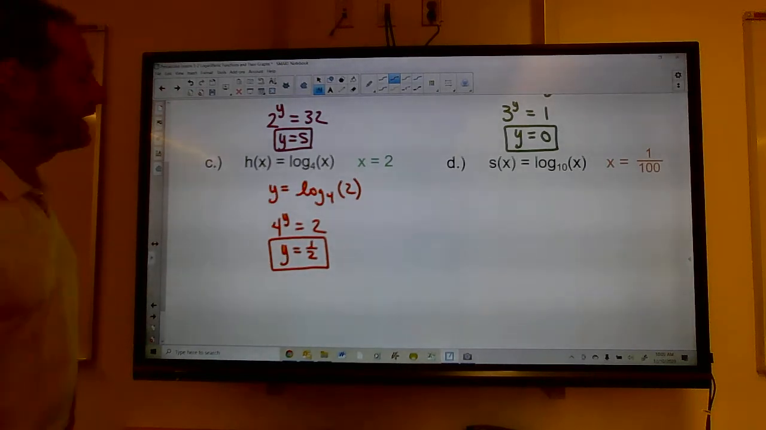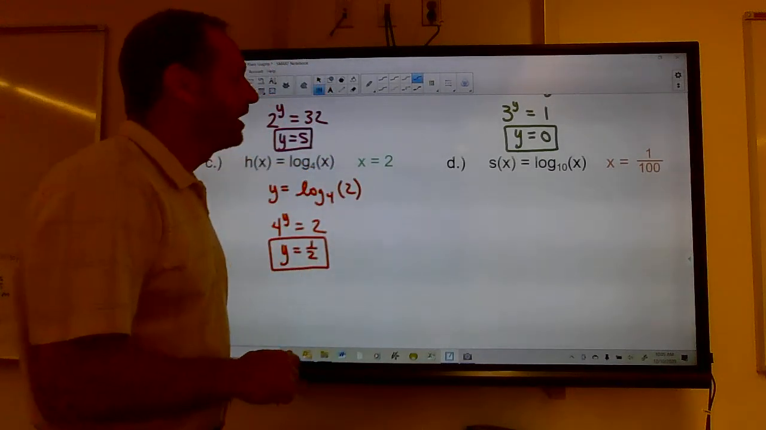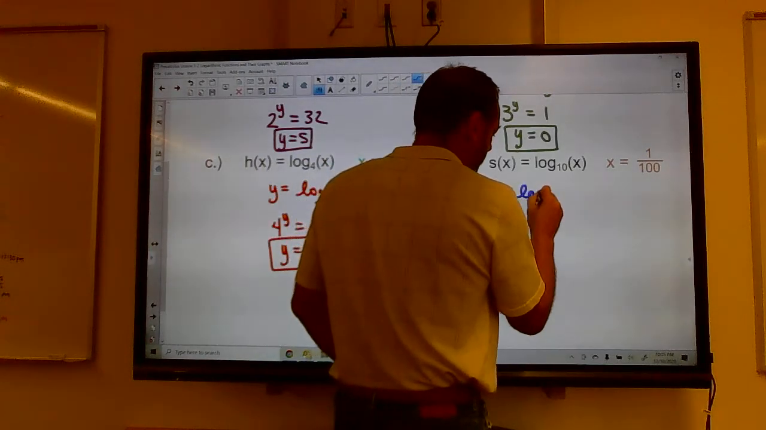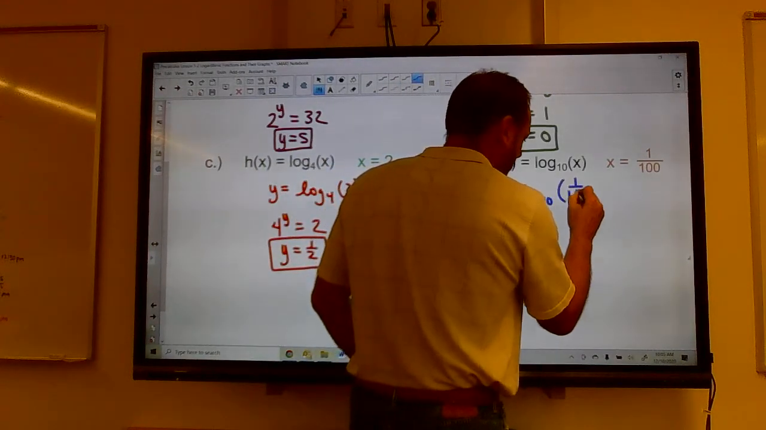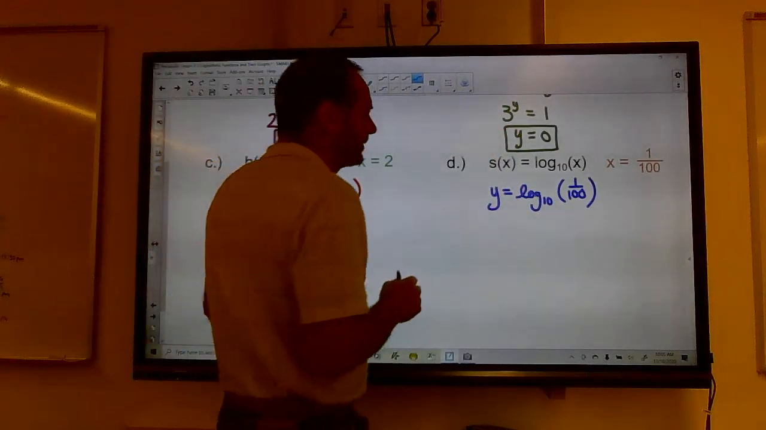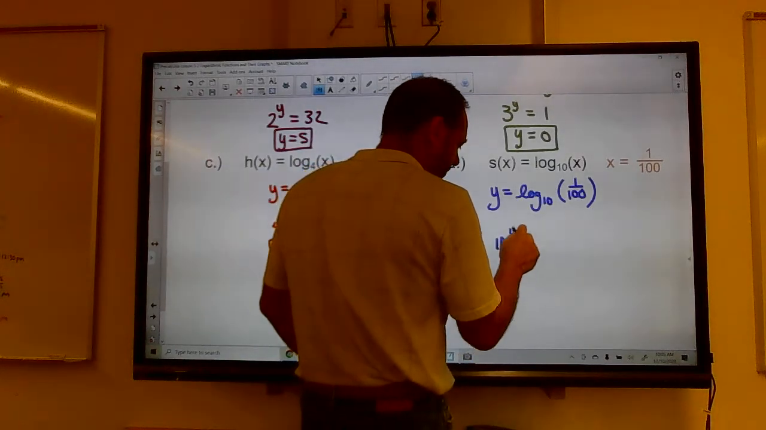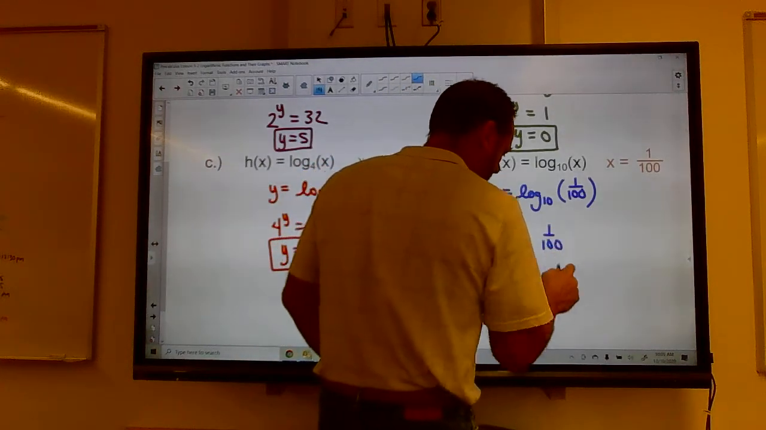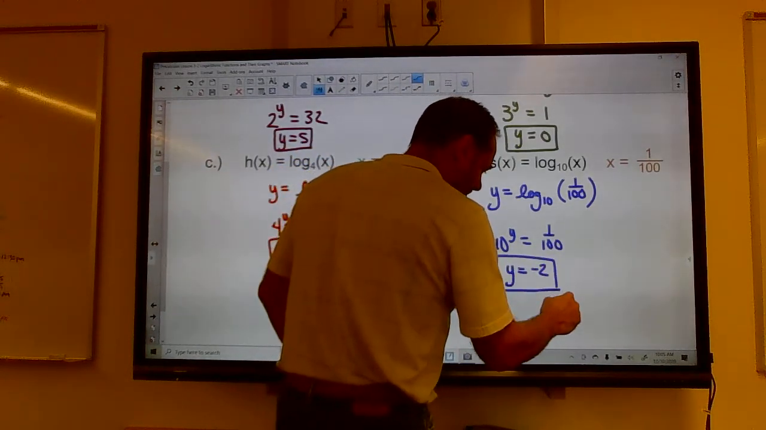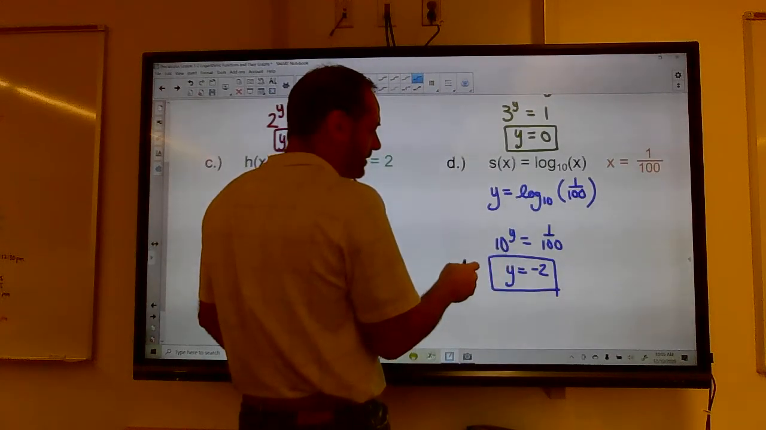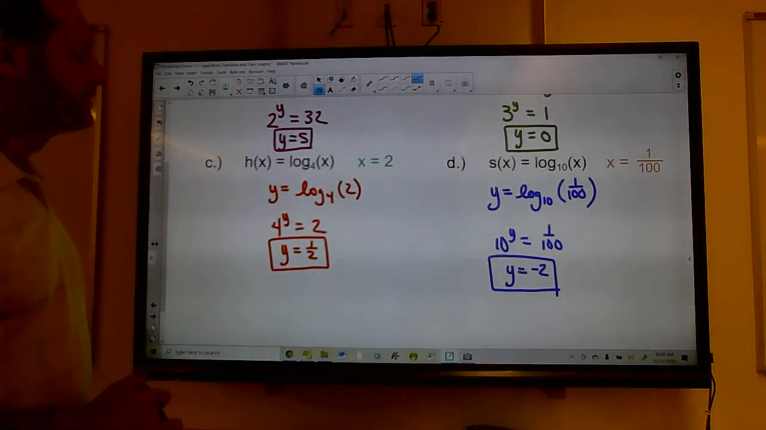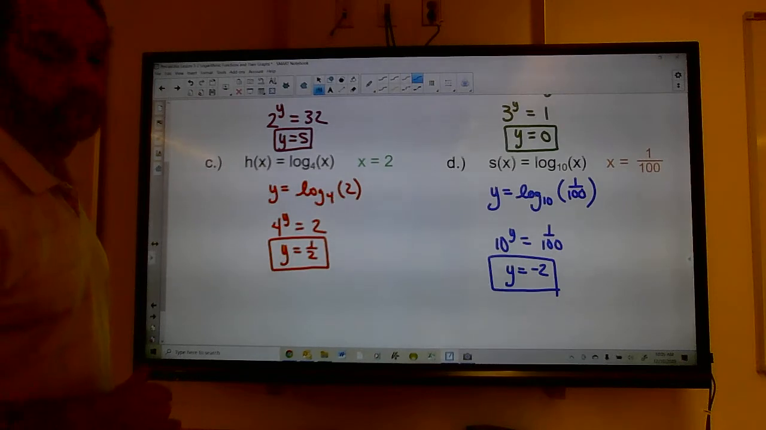Okay. And lastly over here, log base 10 of x, where x is 1/100th. So y is the log base 10 of 1 over 100. Okay, so 10 is my base, y is my power, that's 1/100th. And so y is going to be negative 2. Because remember, a negative power flips it over. So that would be 1 over 10 squared, and 10 squared is 100. So there we solved some logs without a calculator.